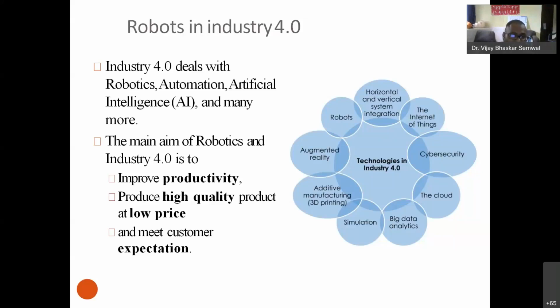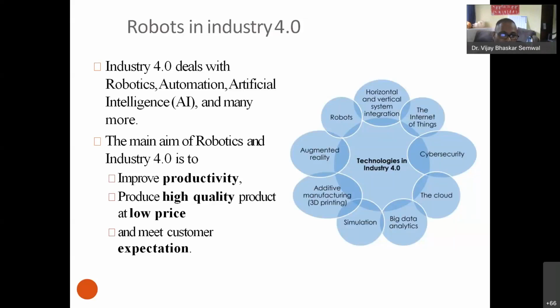So Industry 4.0 deals with robotics, autonomous systems, AI, and many more. Adaptive manufacturing, 3D printing, smart 3D printing, where you can design the 3D specs, simulation, data analytics, big data. A huge chunk of data is there. You have cloud computing, fog computing, edge computing, devices, and the Internet of Things is also there. So we have to go horizontally and vertically for system integration.